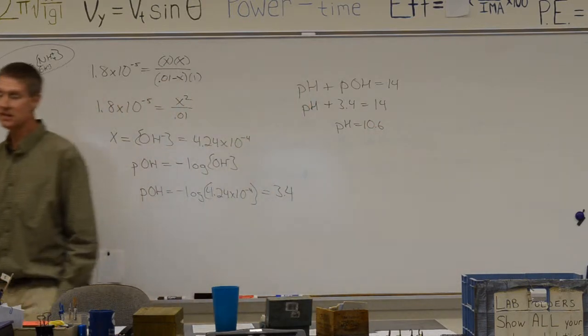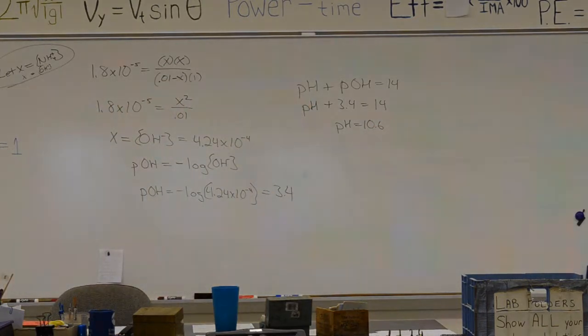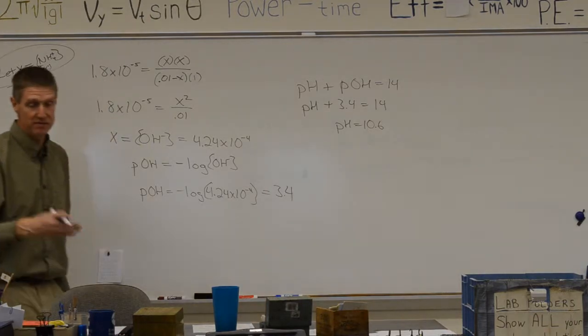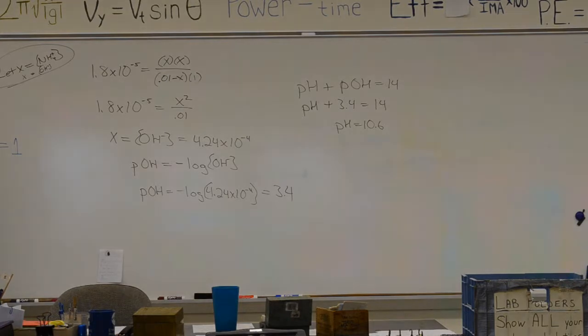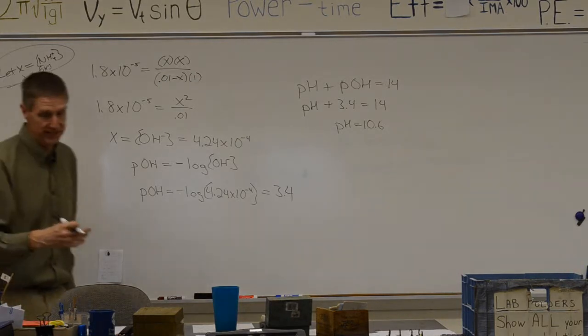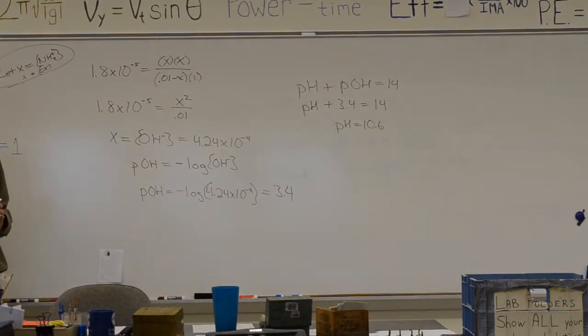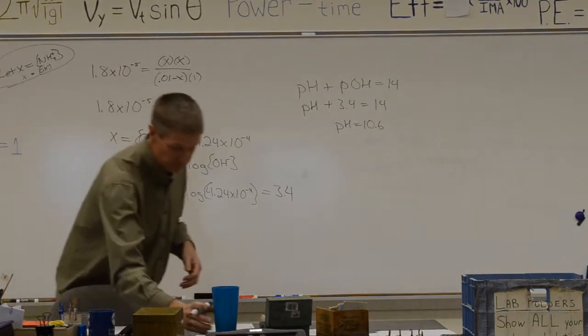And does that make logical sense? Should the pH of a base be 10.6? I say yes. The pH of the NaOH that you did in step number 5 yesterday should have been about 12. That's a strong base, okay? The pH of what we did in number 6 should have been less than that, 10 point something, okay?